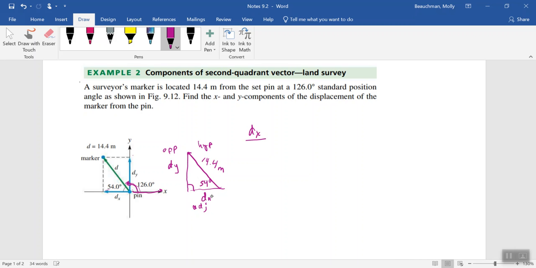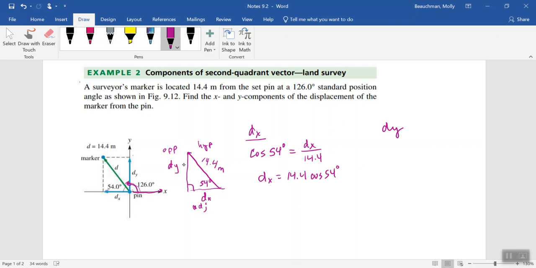So to find d sub x, we're going to use, let's see, adjacent over hypotenuse is cosine. So the cosine of 54 degrees is equal to adjacent over hypotenuse. Multiply both sides by 14.4. Okay. I'm going to set up the other one too, and then we'll put it in the calculator.